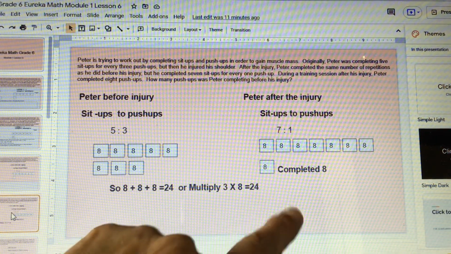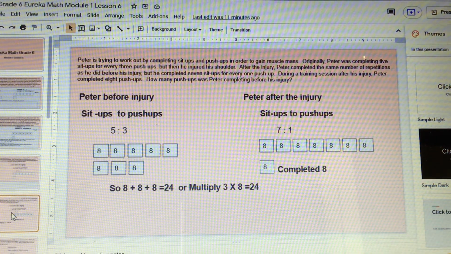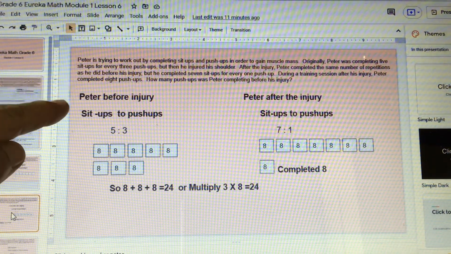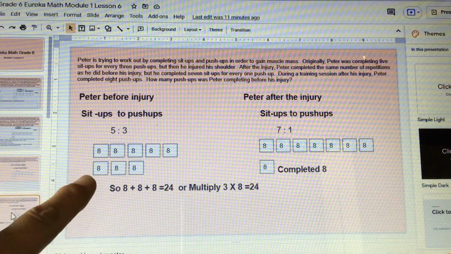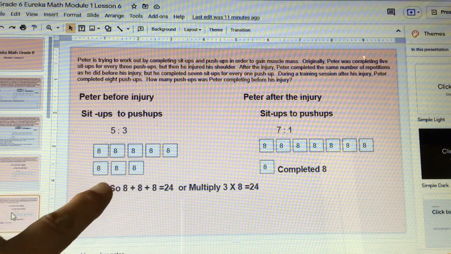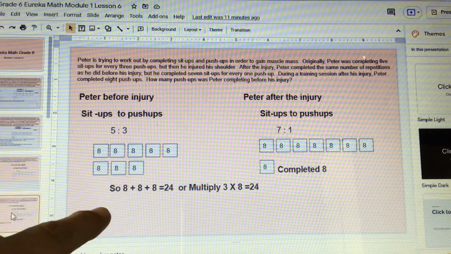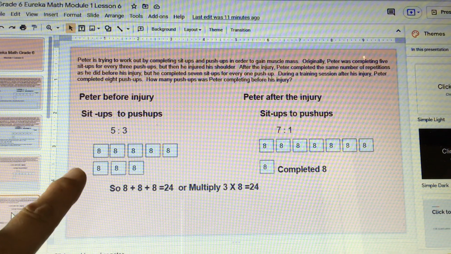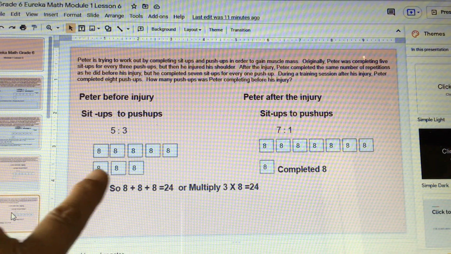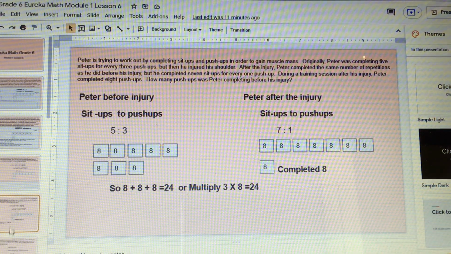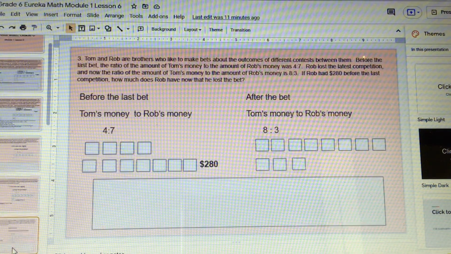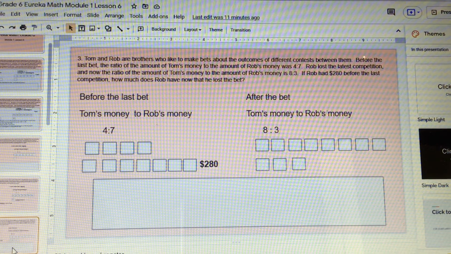So now, how am I going to find out my question? How many push-ups was Peter completing before his injury? So it would be either add the 3 of these together, 8 plus 8 plus 8, which equals 24, or I could multiply 3 times our 8, which would be 24. Whichever you prefer.